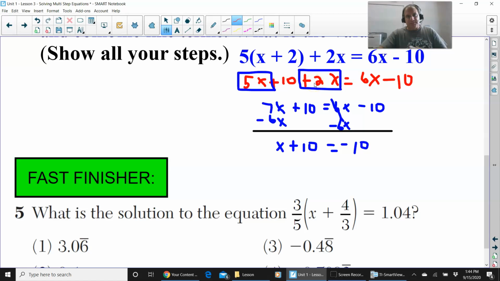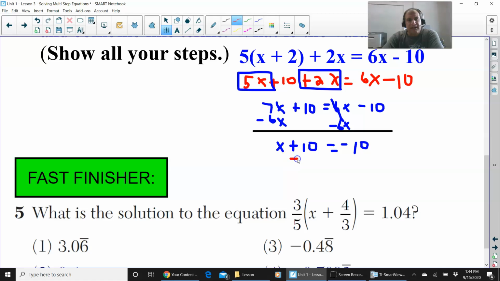So I didn't finish the problem, but I just wanted to make sure that you don't fall into a trap that people usually fall into. You have 5x plus 2x is 7x. You bring down the plus 10, you bring down the equal sign, you bring down the 6x minus 10. Now you bring the smaller x over to the larger x, so it's minus 6x on both sides. And look, 7x minus 6x is 1x. You just put x down, don't put the 1 in front of it. It's known that that's a 1x if you put x. You bring down the plus 10, the equal sign, the negative 10.